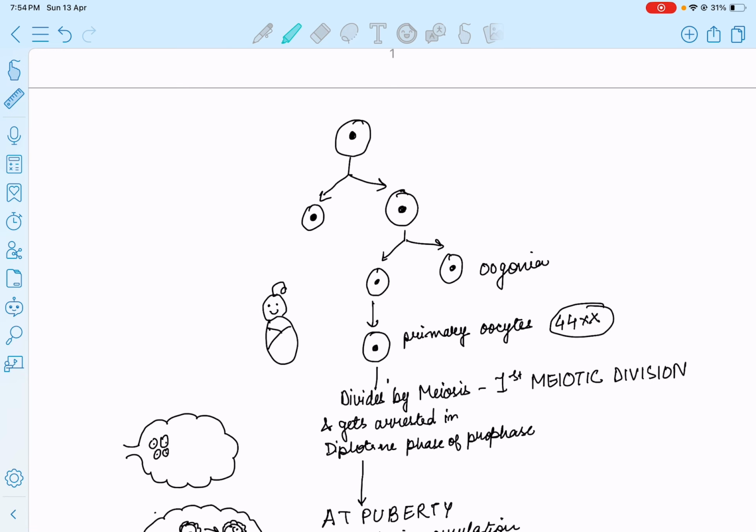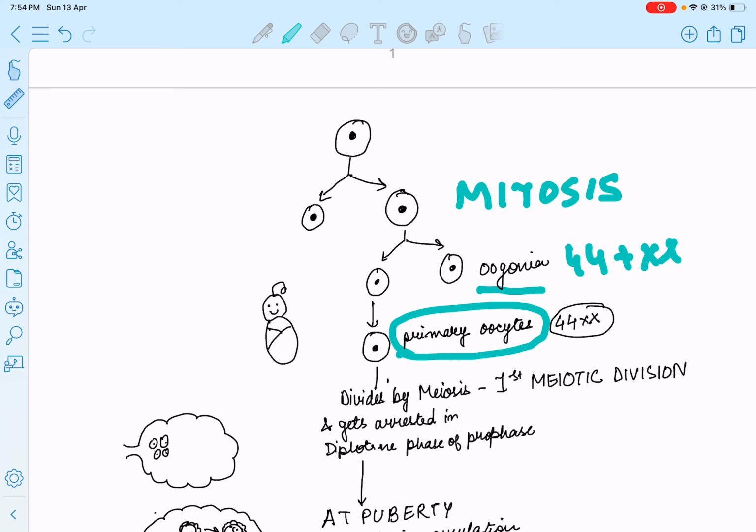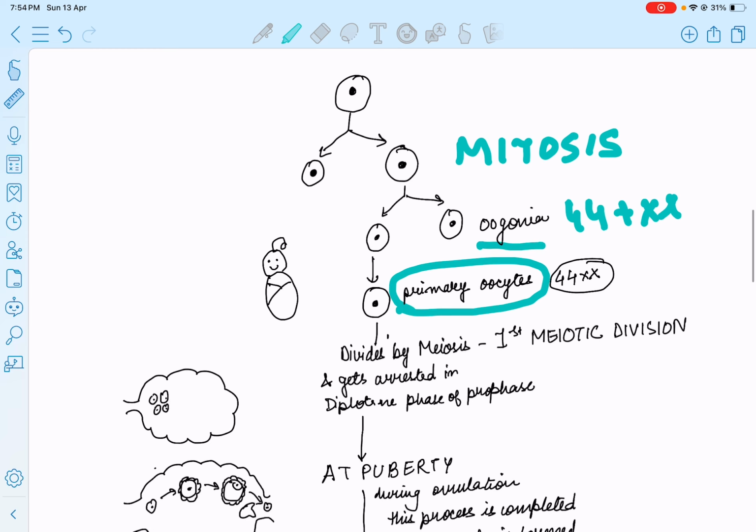So, all the germ cells get differentiated into oogonia and they have the chromosome of 44 plus XX. So, these oogonia, through the process of mitosis, get converted into primary oocytes. Now, at birth, all oogonia are converted into primary oocytes.